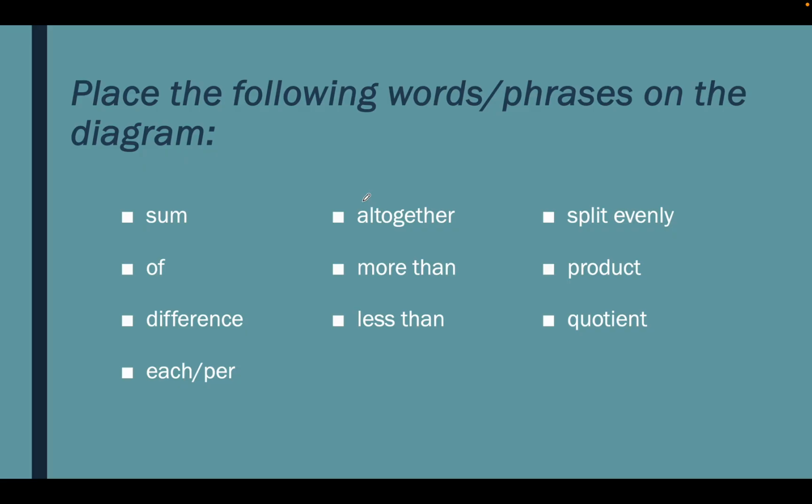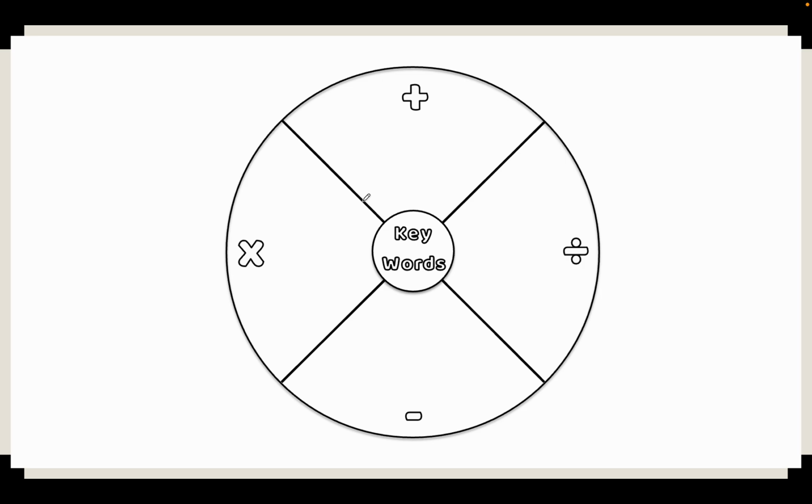We need to make sure we know what certain words represent when we're reading them in a problem so that we can correctly translate it to an expression with symbols and operations and numbers. So pause the video and see if you can sort these terms and phrases into the diagram on your notes with the 4 operations. For addition, we have sum, altogether, and more than.